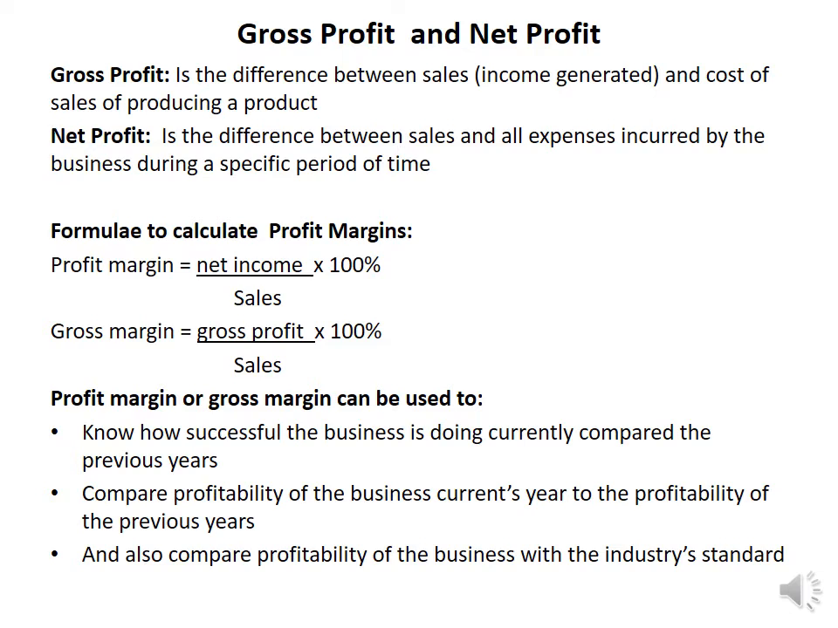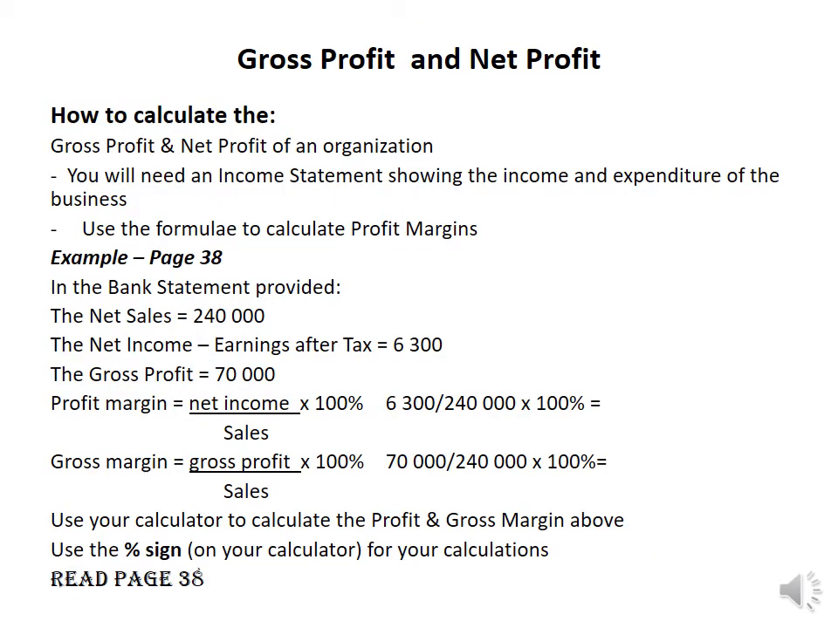And also, when you are calculating the profit margin and gross margin, you will be able to compare the profitability of the business with the industry's standard. Which means that in whatever industry you are in, or whatever product you are selling, you will be able to know whether your business is doing well and is making profits in that particular product by calculating the profit margin or gross margin of your organization.